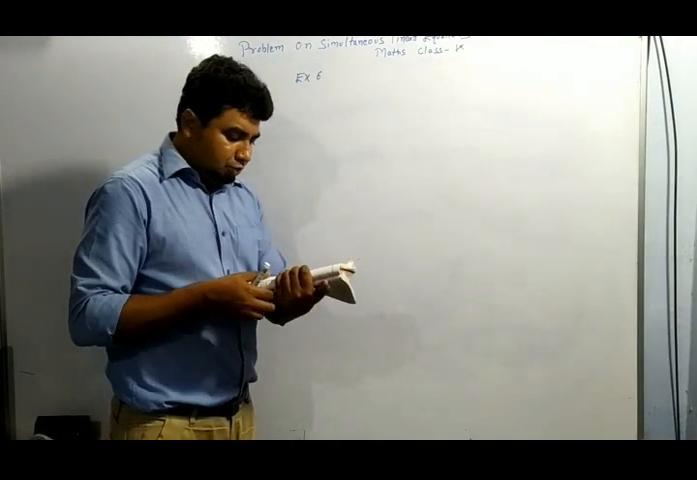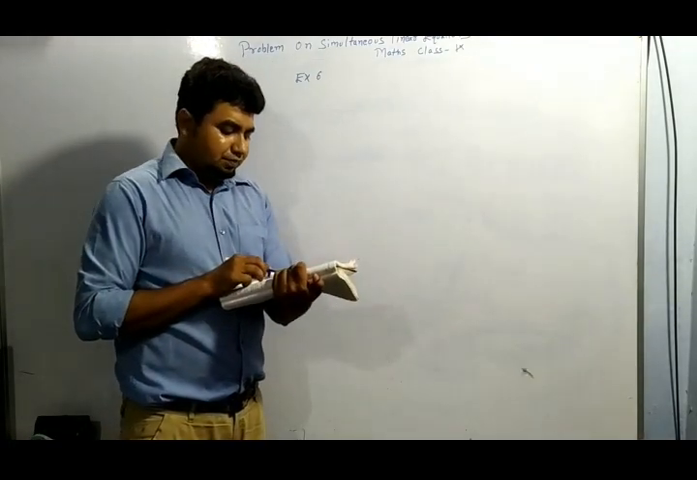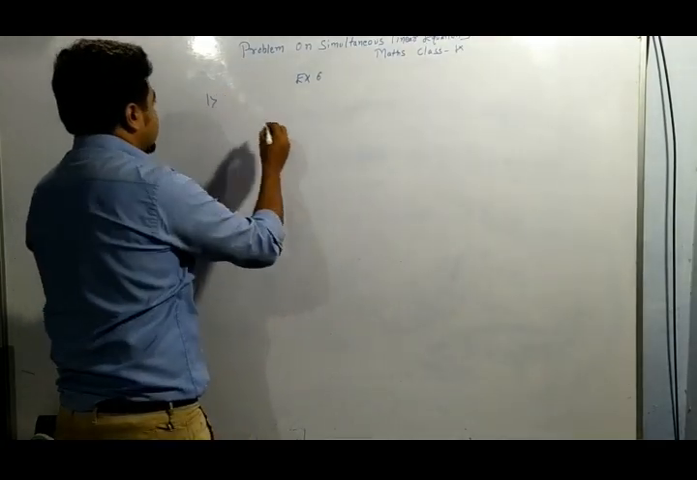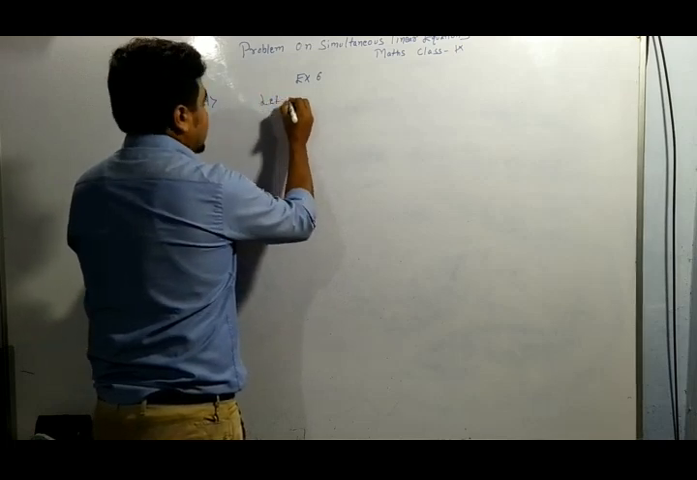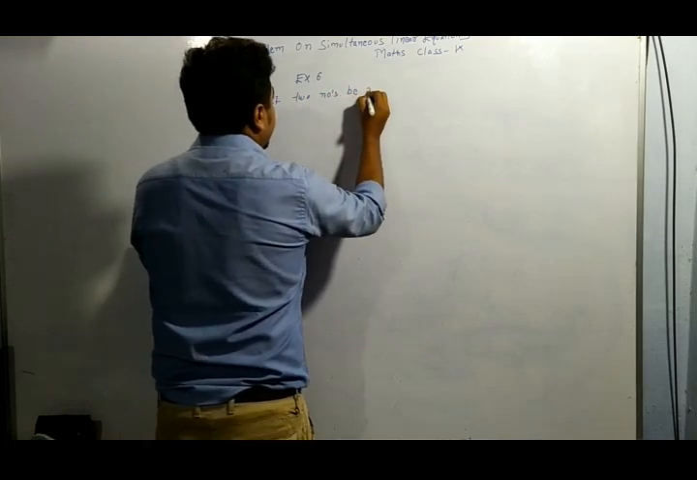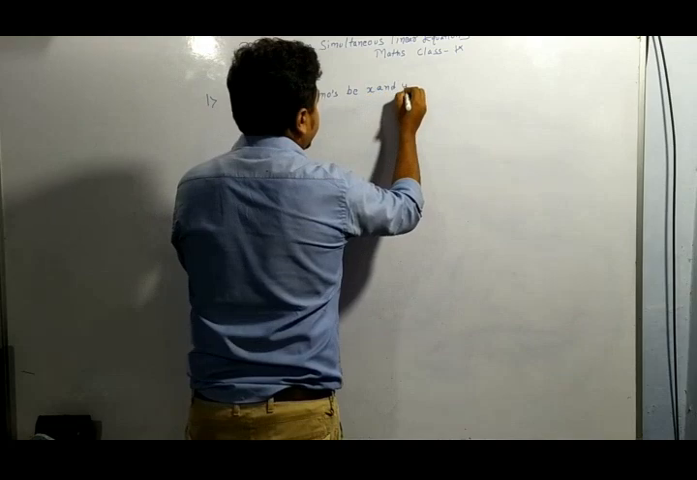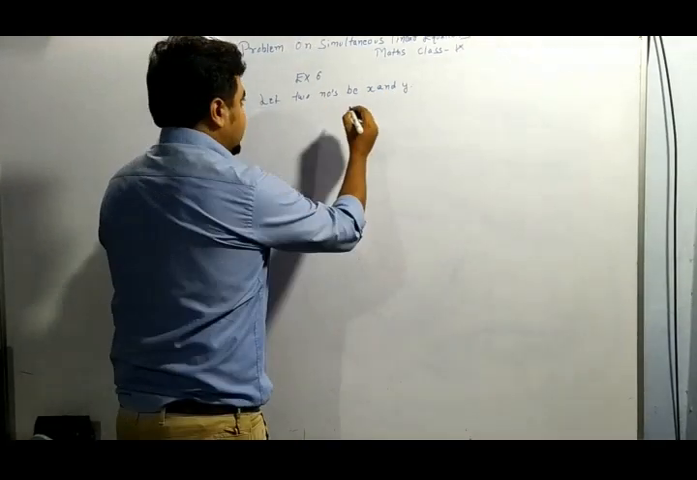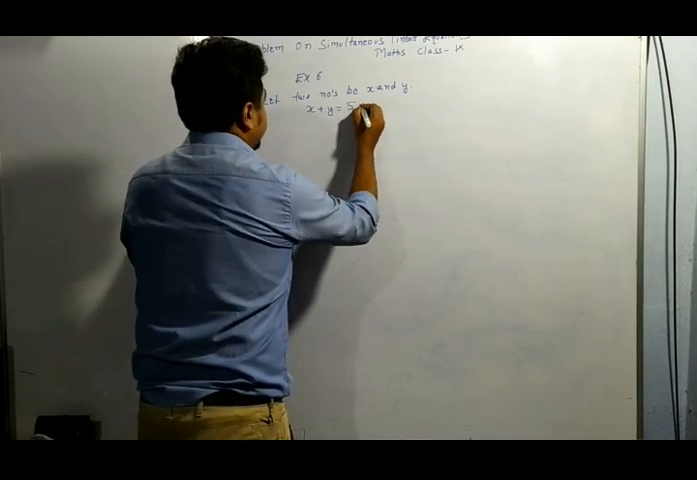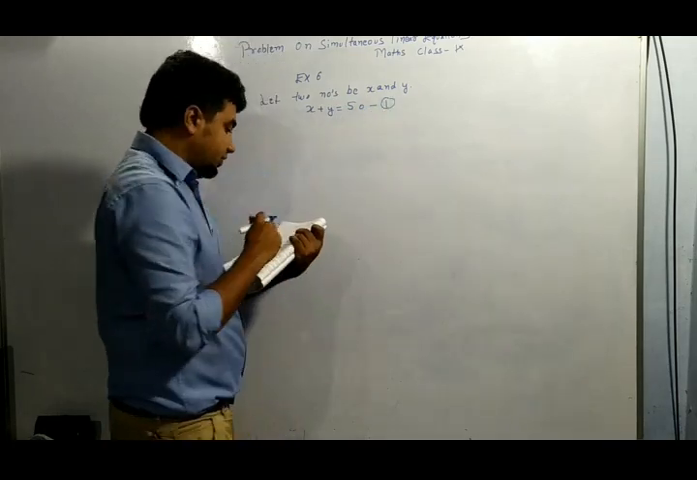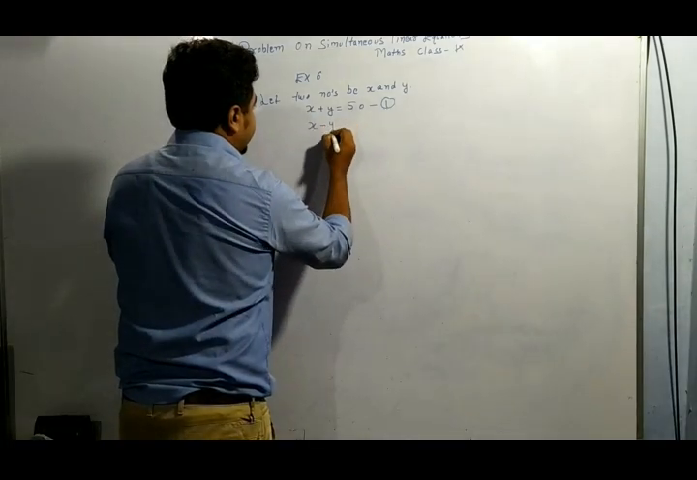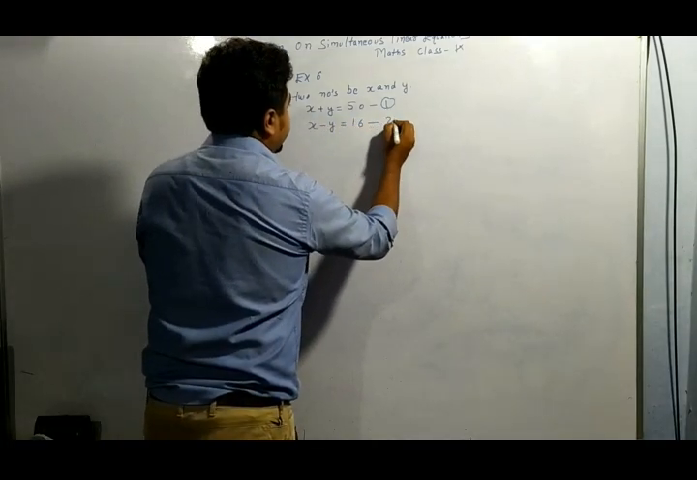In question number 1 it is given that the sum of two numbers is 50 and their difference is 16. Let the two numbers be x and y, the unknown quantities. The sum of the two numbers: x plus y equals 50. This is one equation. The difference between the two numbers is 16: x minus y equals 16. This is the second equation.